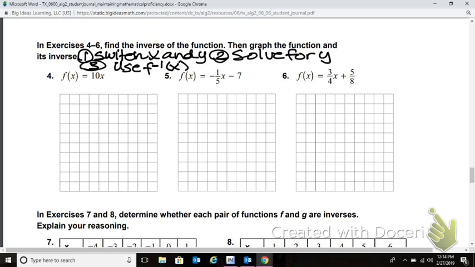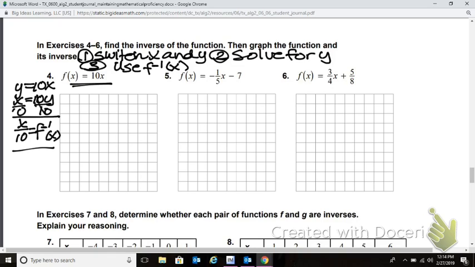So our first function, we can start with y equals 10 times x. We will switch the x and the y. And then to solve for y, we'll divide by 10 on both sides. That gives us x divided by 10, and then we'll replace it with the inverse function notation. So this is your inverse. So you'll notice your original function up here was 10 times x, and then this inverse is x divided by 10. So you'll notice those are inverse operations.